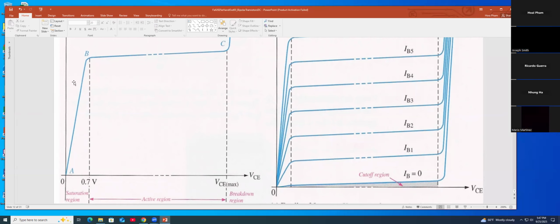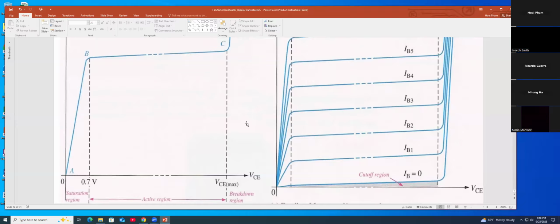Okay? This is the saturation. And this part in the bottom here will be the cut off region. We already told you, you get a cut off region, saturation region, and active. So active must be in here. If you get IB, you're able to get VCE. You're able to get IE.